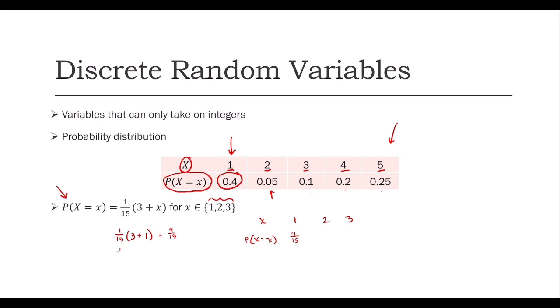Then for 2, you would have 1/15 times (3 plus 2), which is 5/15, which also equals 1/3. And then for 3, you have 1/15 times (3 plus 3), which is 6/15. If you add those together, it'll equal 1. Your probabilities need to add up to 1 because the total has to be 100%. So this is what your second probability distribution would look like if you changed it into a table.